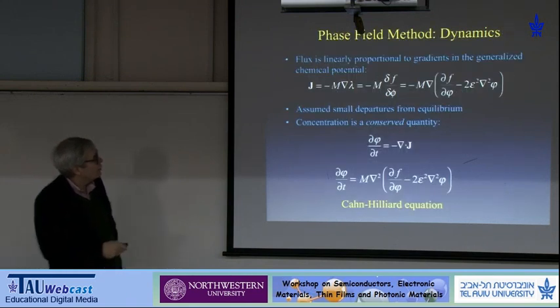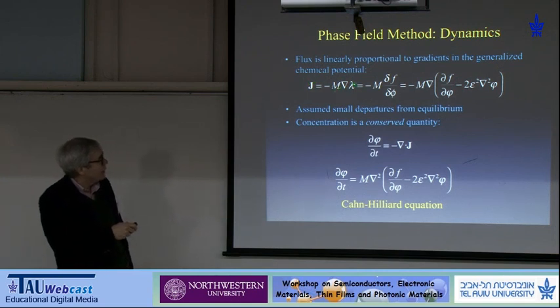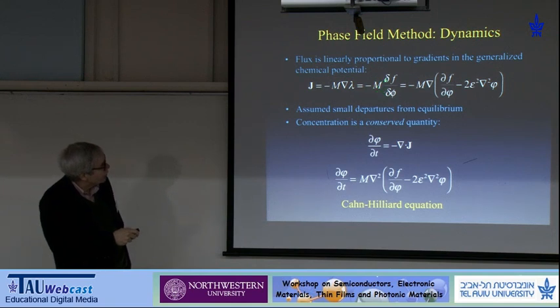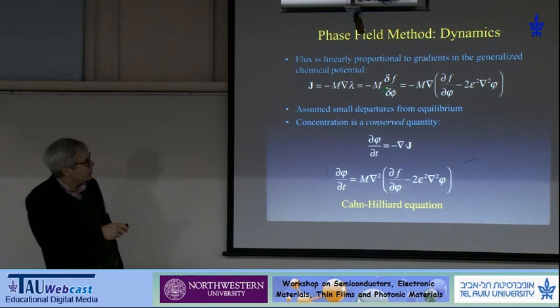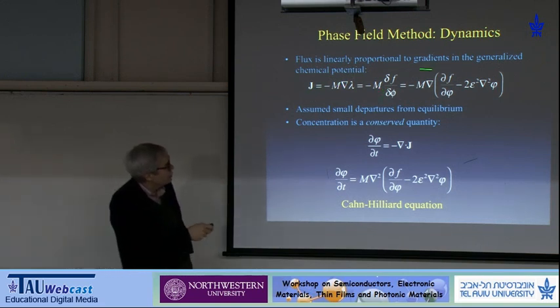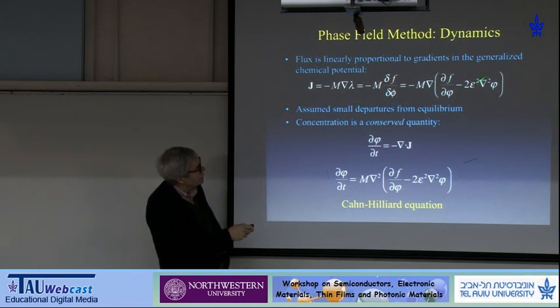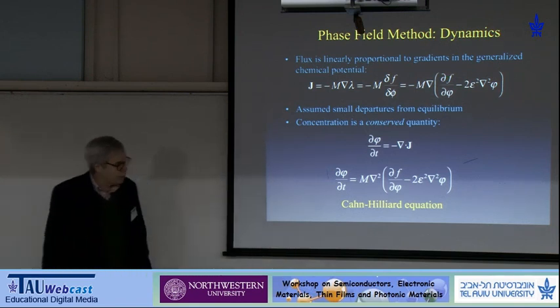So if you wanted to describe diffusion, you say that the flux is going to be given by m times the gradient in the chemical potential, or m times the gradient of the variational derivative. You'll see that written in the literature a lot. And so that's an expression for the flux. The first term here looks like a classic diffusion equation, and the second term is the correction due to interfacial energy.